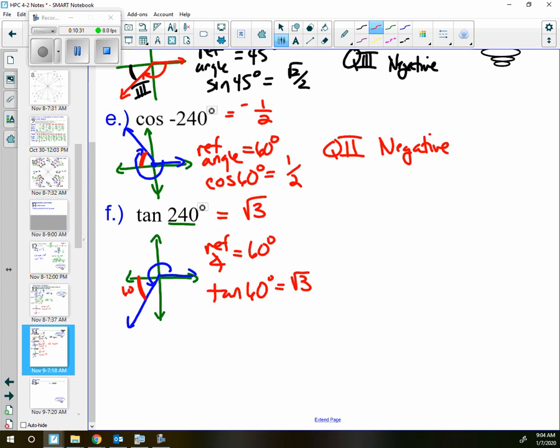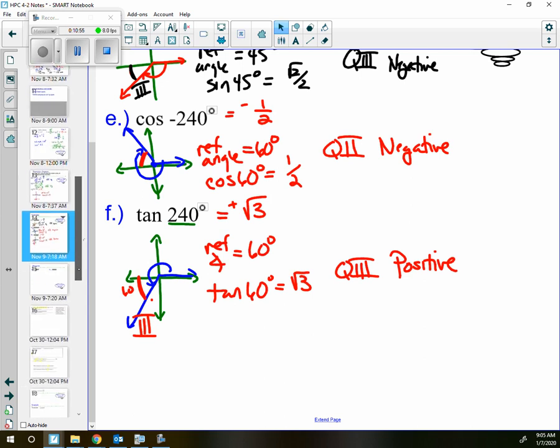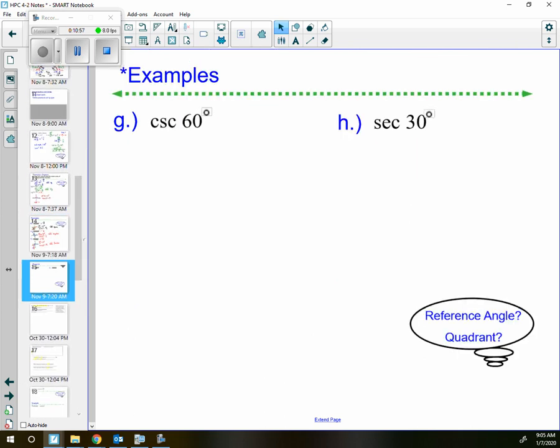Now the question is, is it positive or negative? Well, we're down here in quadrant 3. So thinking about that location, if we're in quadrant 3, what do we know about tangents? Well, since both x and y are negative in quadrant 3, that means tangent is positive. So when we look at our ratio, that's going to be positive square root of 3 then. It's going to have to be a positive number because it's in quadrant 3, so positive root 3. All right, let's finish up with a couple of the reciprocal ones.